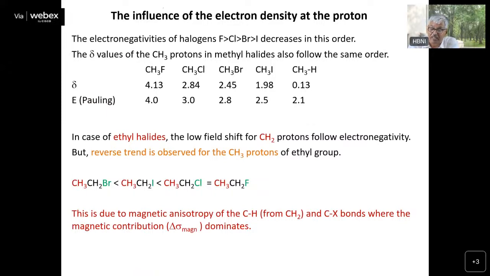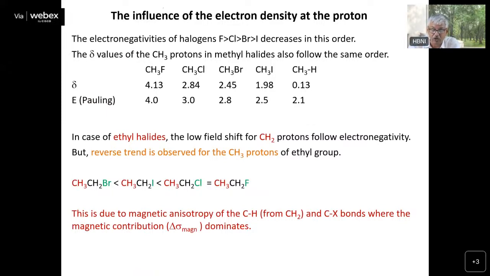But you will see that in the case of the methyl group, they do not follow the observed electronegativity effect. You will see the methyl group of ethyl bromide has the highest delta value. It is more than iodide, even more than chloride and fluoride. So that means you cannot explain the chemical shift values only on the basis of the electronegativities or the electron withdrawing power of the substituent.